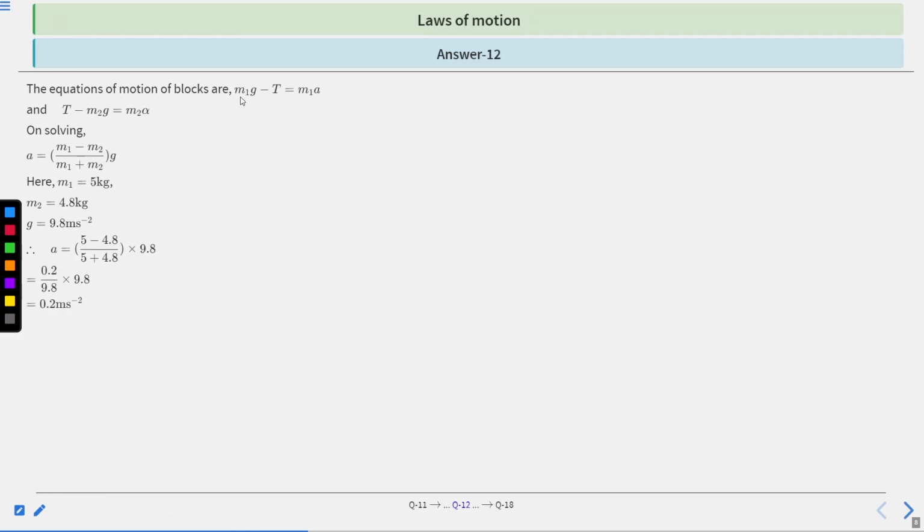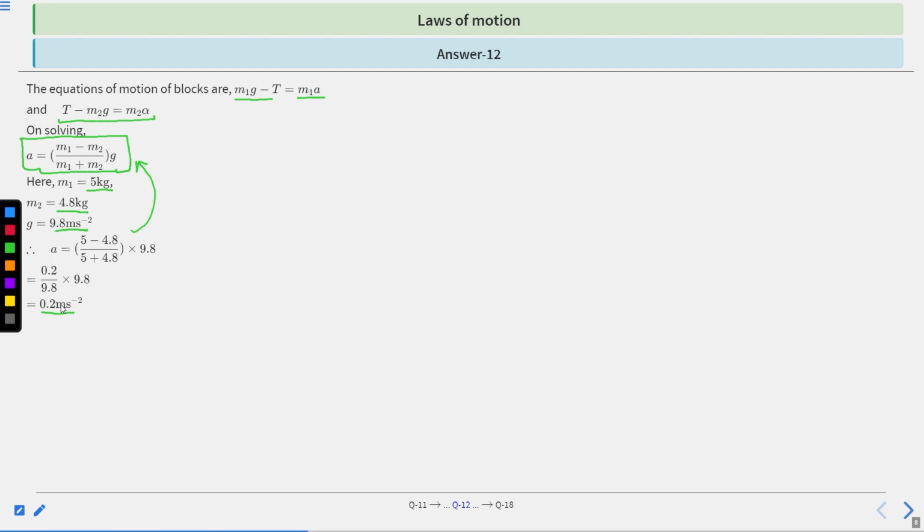So the equations of motion of the blocks: M1g minus T equal to M1a, and T minus M2g equal to M2a. On solving these, acceleration equal to M1 minus M2 upon M1 plus M2 multiplied by g. Here M1 equal to 5 kg, M2 equal to 4.8 kg, and g equal to 9.8 meter per second square. Putting all the terms in this, the answer will be 0.2 meter per second square.